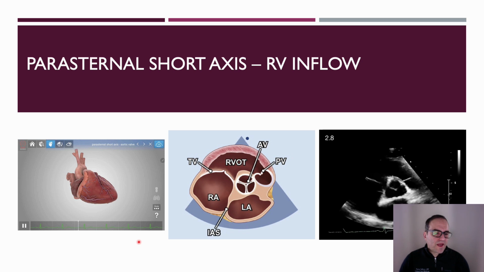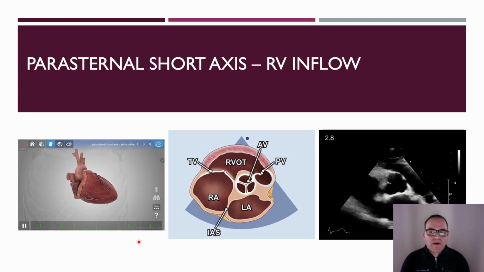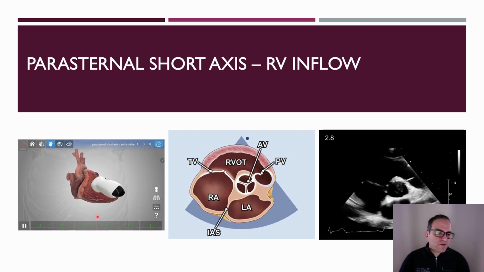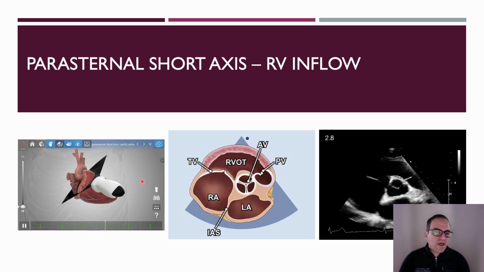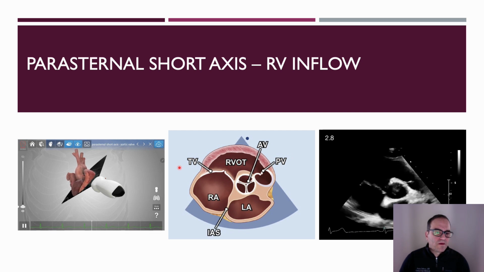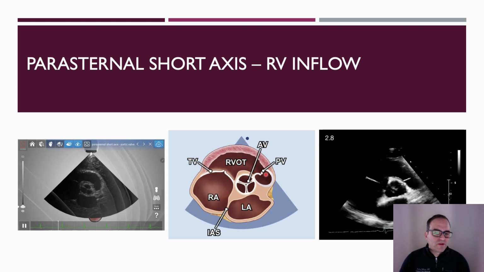Without changing your axis, but by tilting the tail of the probe down, you're going to be visualizing different structures. So again, your sound beam is in short axis, but now you're looking at more superior structures. You're seeing your RVOT, your pulmonic valve, your RA, and your LA. Different angle maneuvers can bring different structures into center.